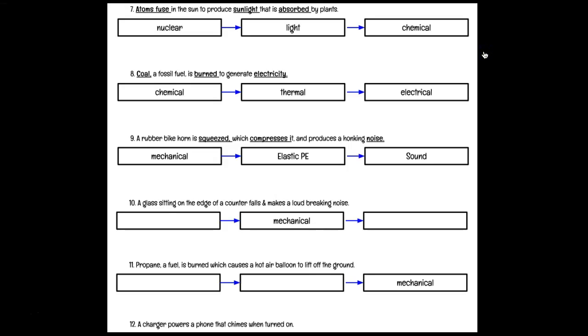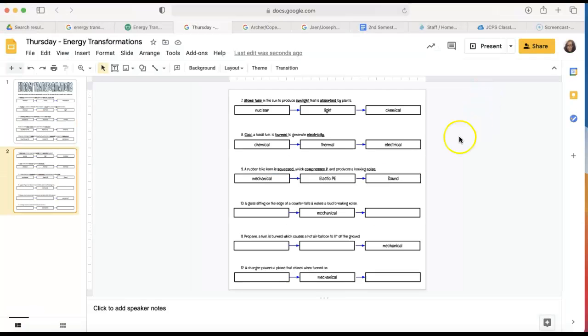Number 10 says a glass sitting on the edge. So once again, we have something on the edge that gravity can pull down. So we're going to start with gravitational potential energy. It then falls. So it was on the edge, then it falls. Total energy is mechanical. And then it makes a loud breaking noise.